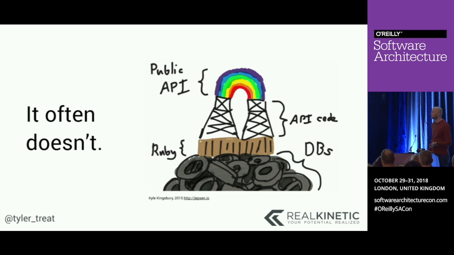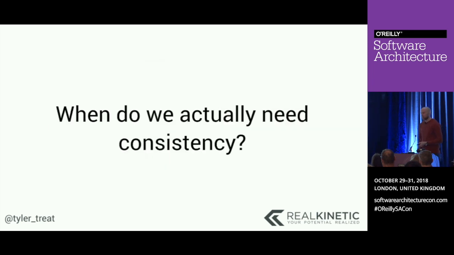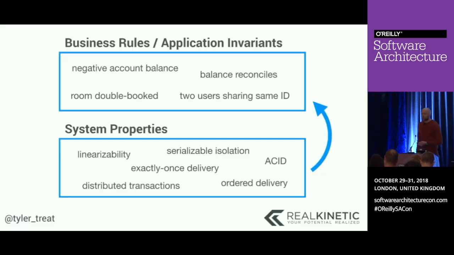It often doesn't. And so the question then becomes, when do we actually need consistency? And this is a very active area of research, as it turns out. And there's a lot of interesting research that's looking at how to answer this question. And then also how we can push things up in terms of specifying correctness into that business layer. How we can push those invariants up.